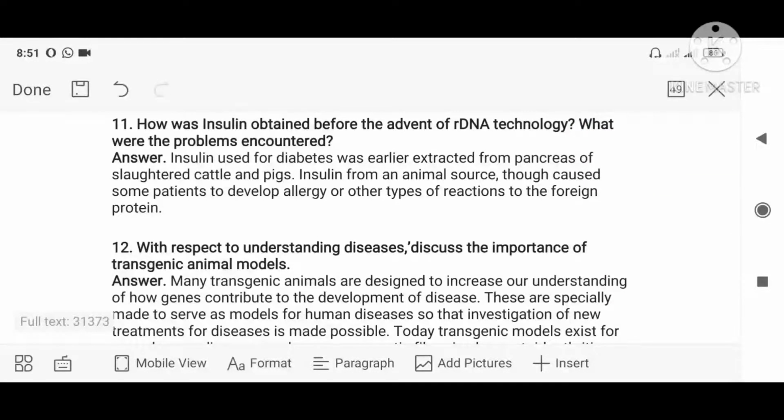So, in rDNA technology, the C chain is removed and a disulfide bond is made, and we are combining the A and the B chain, and human insulin is produced, isn't it? So, that is through rDNA technology.